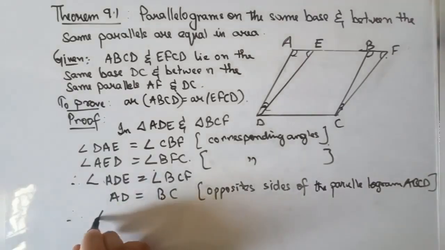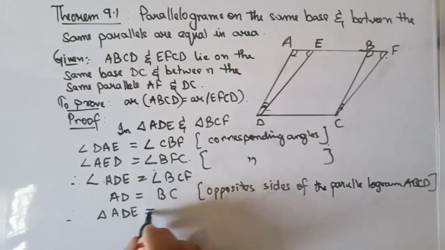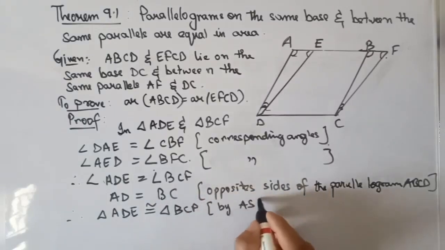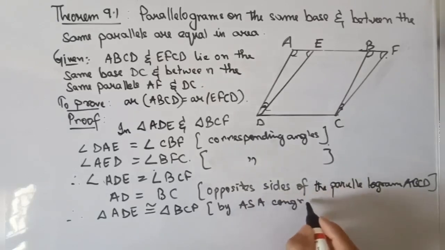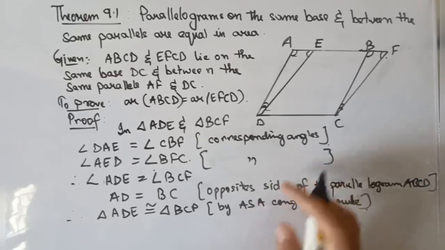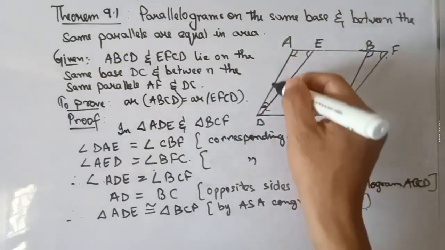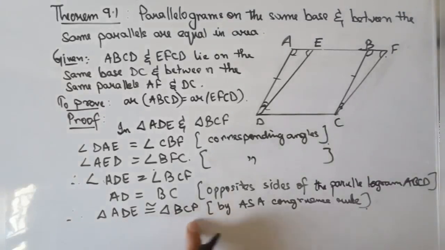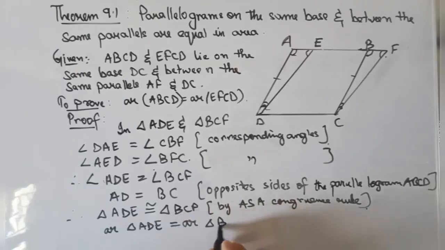Therefore, triangle ADE is congruent to triangle BCF by the ASA congruence rule, that is, angle side angle. Two corresponding angles are equal, and the included side is of equal length, so these two triangles are congruent to each other. Since these two triangles are congruent, area of triangle ADE is equal to area of triangle BCF.